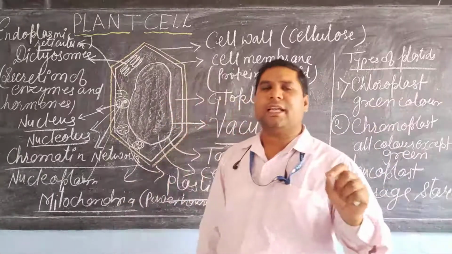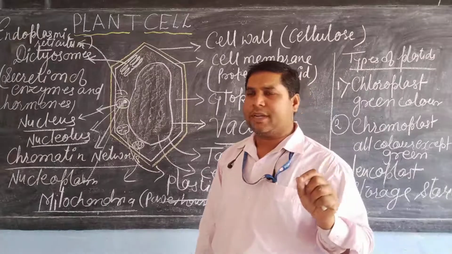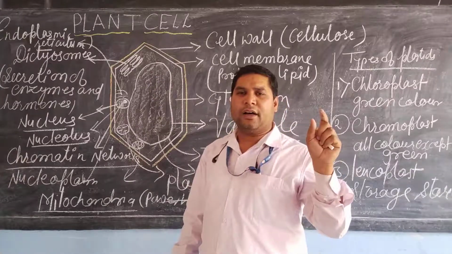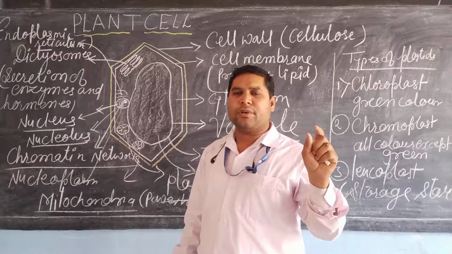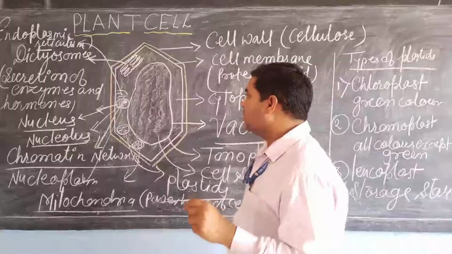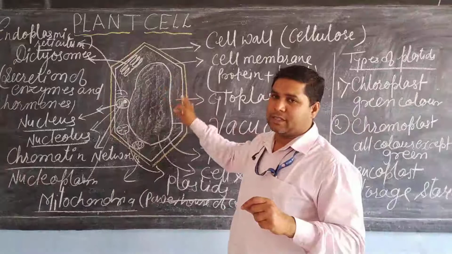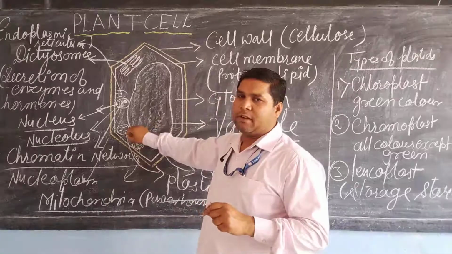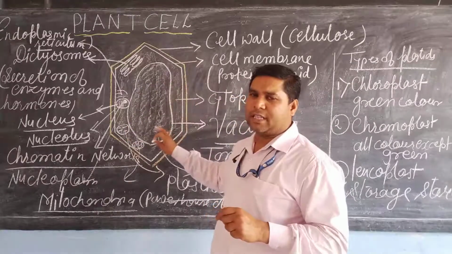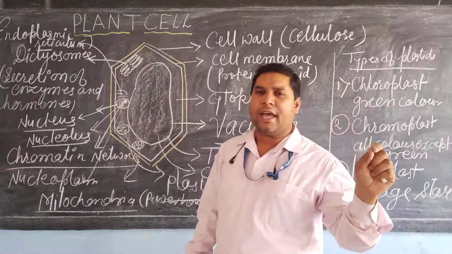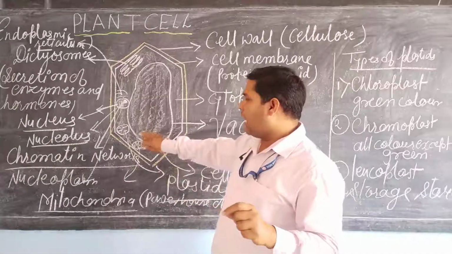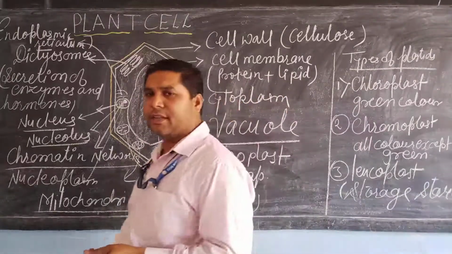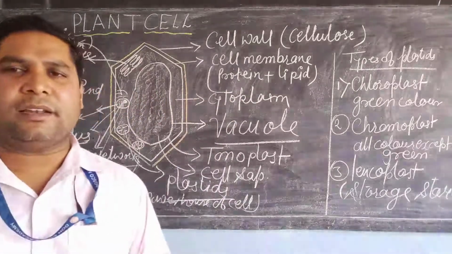In the animal cell, centrosome is present. Centrosome is absent in the plant cell. As I have told you, in the animal cell, centrosome helps in division of the cell. But no centrosome is present in the plant cell, dear student. As an important organelle, plastids are present in the plant cell, but they are not found in the animal cell. Plastids are responsible for giving color to the plants. So dear student, this is about the plant cell.